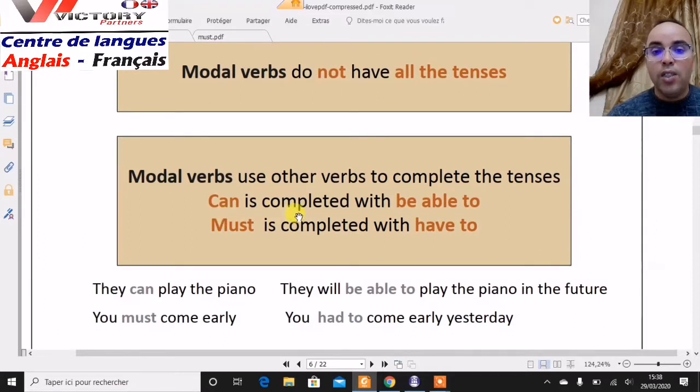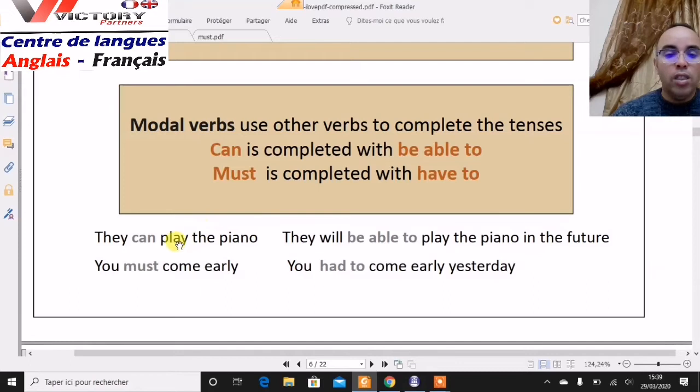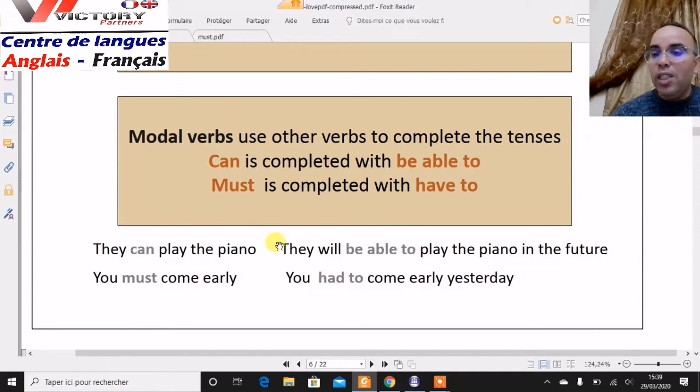For example, can is completed with be able to, which means can can't be used in all tenses. We can't use can in the future or in the past. In this case, we are going to use another word. Must is completed with have to. In the past we can't use must. Here are the examples. They can play the piano. In the future, we are going to say they will be able to play the piano. You must come early. In the past, we are not going to use must, we are going to use had to.